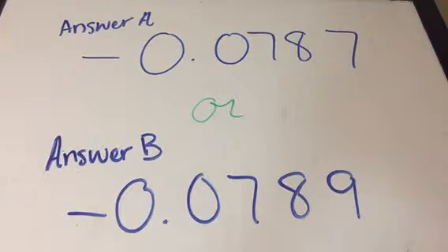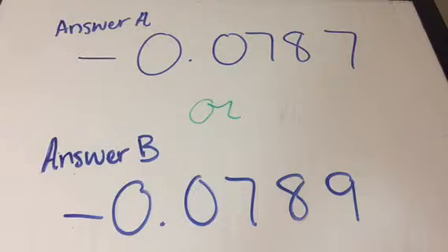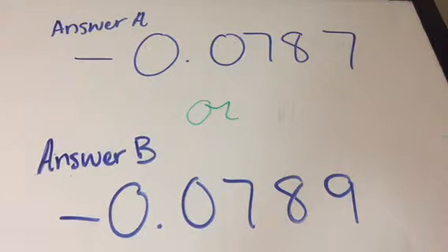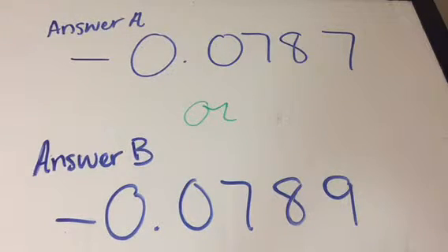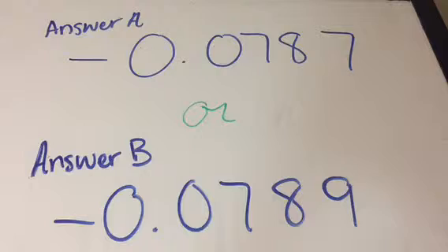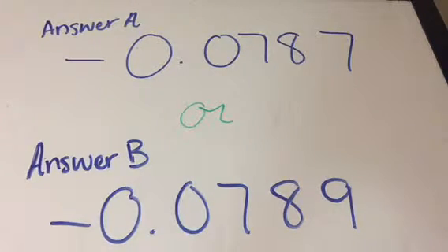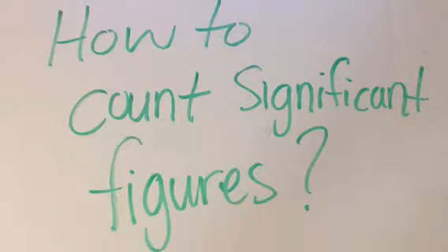If the number after your sig figs is 5 or more, you always want to round your last number up. If it's less than 5, you just leave it the same, okay? Find the number of sig figs for division and multiplication.